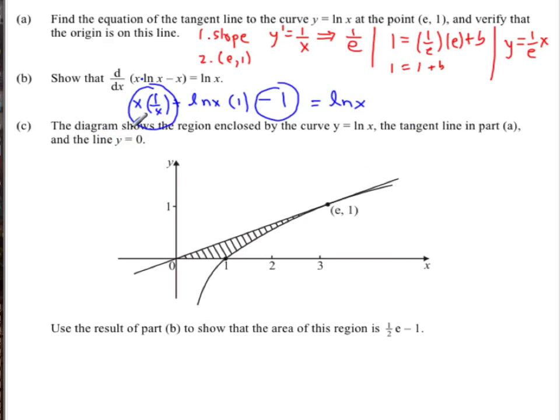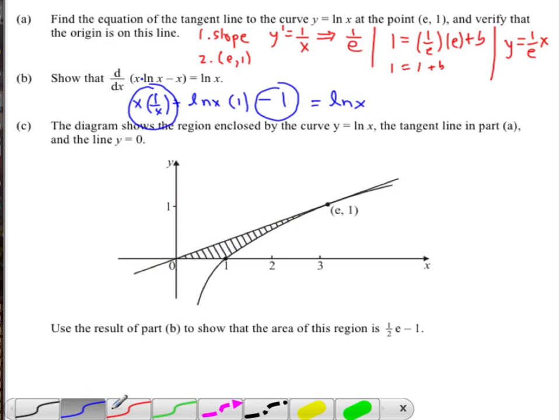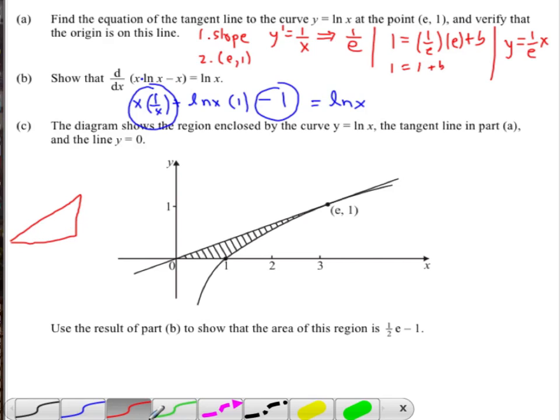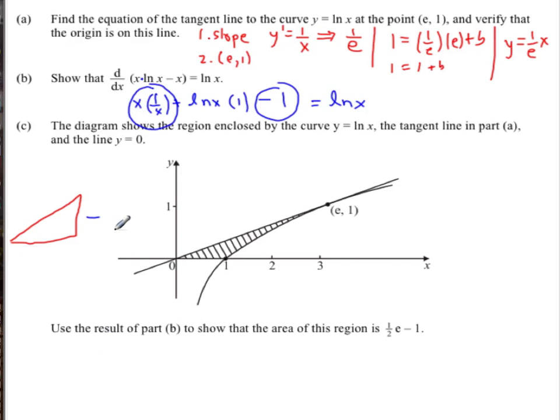Part C says that we have this function ln x, and we have our tangent line 1 over e times x. We need this shaded region in here. So the strategy here is to take the area of basically this triangle, and we're going to subtract it from the area of that little curved piece, and then we'll be left with this piece on the inside.